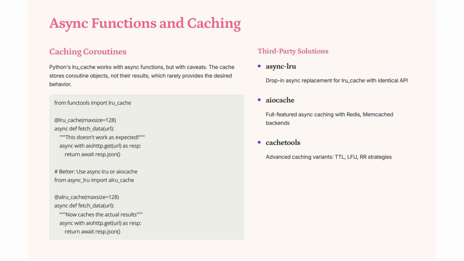Python's LRU cache struggles with async functions, caching coroutine objects instead of results. For effective async caching, use async LRU or aiocache. Async LRU offers a seamless drop-in replacement, while aiocache provides robust features with Redis and memcached support. Consider cachetools for advanced strategies like TTL and LFU, ensuring efficient async operations.